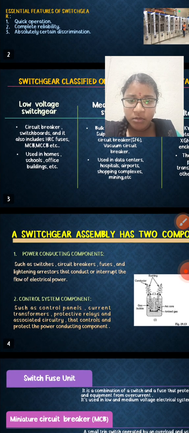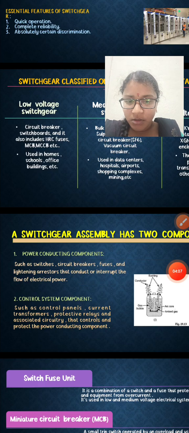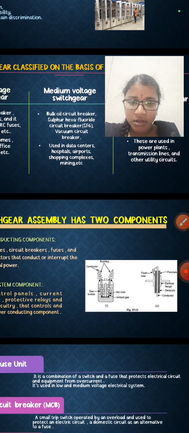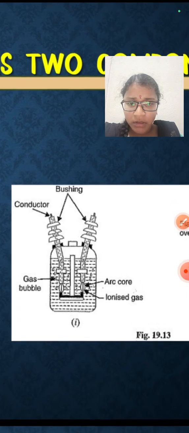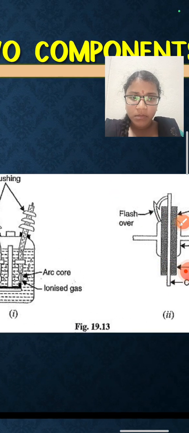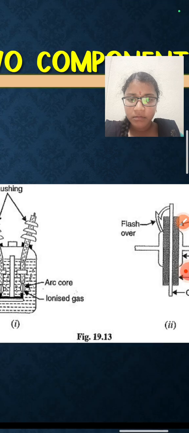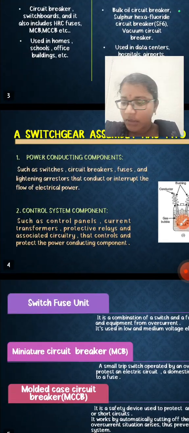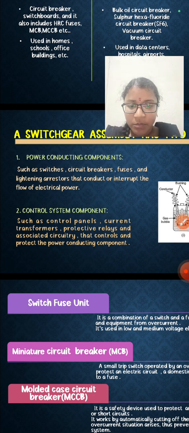Next, control system components such as control panels, current transformers, protective relays, and associated circuitry control and protect the power conducting components. Here you can see the picture clearly. Next, let's go to the SFU, MCB, and MCCB.